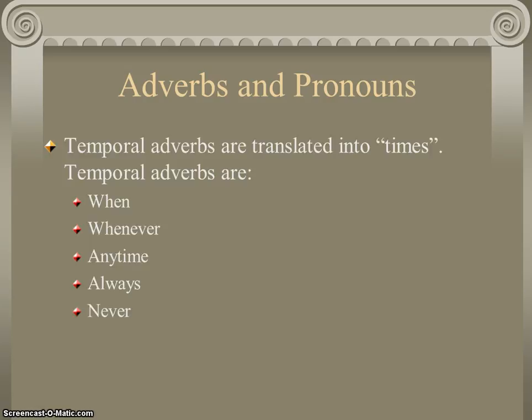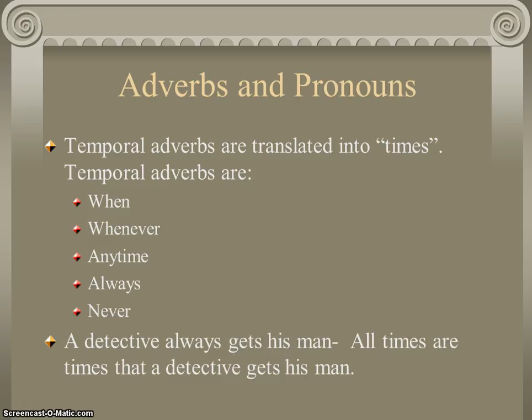Another aspect would be temporal adverbs. We talked about spatial. Temporal is based on time, and so we look at when, whenever, anytime, always, never. "A detective always gets his man" becomes "All times are times that a detective gets his man." So once again, we're dealing now with a time, not a space. These can be a little bit tricky, so you have to think through them a little bit.